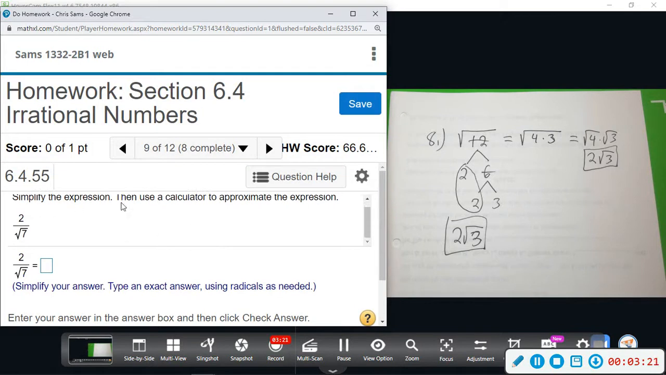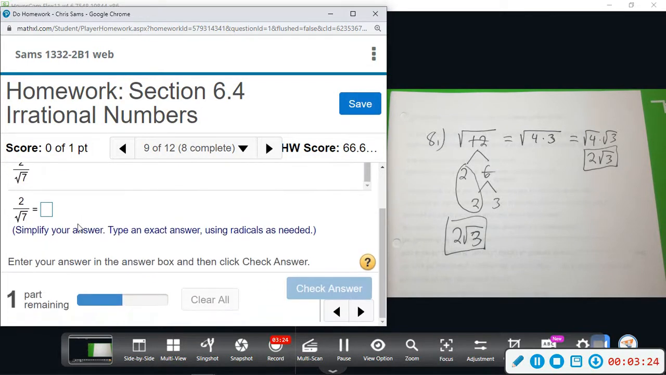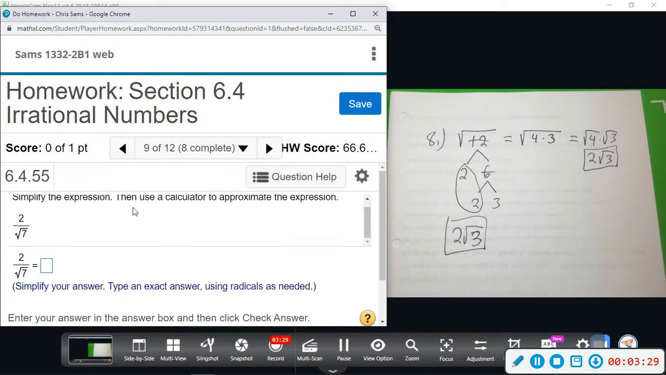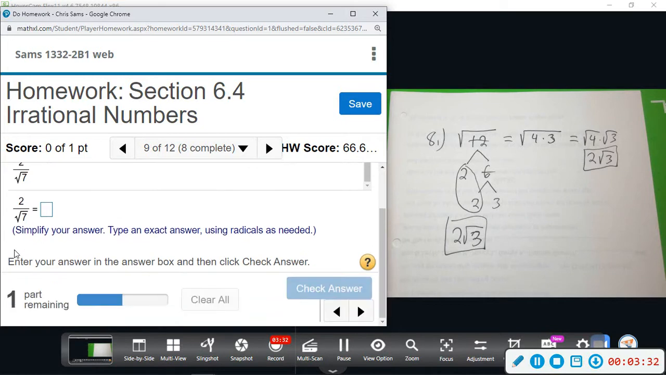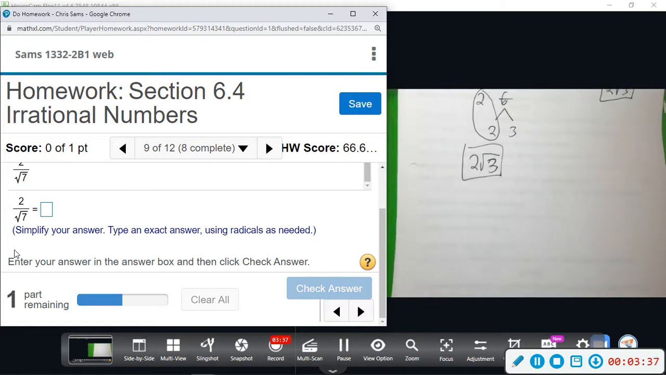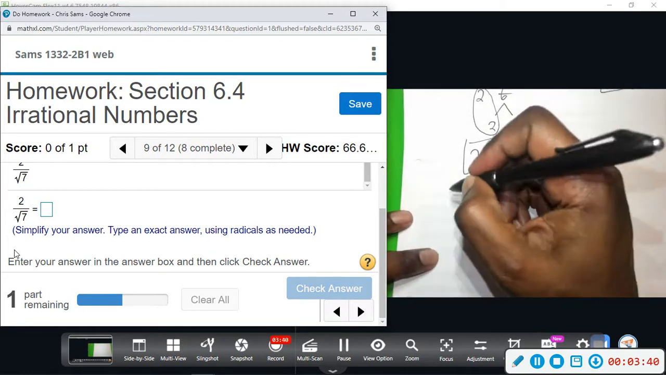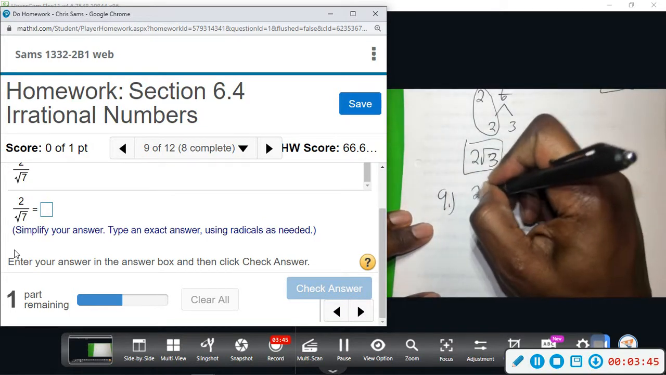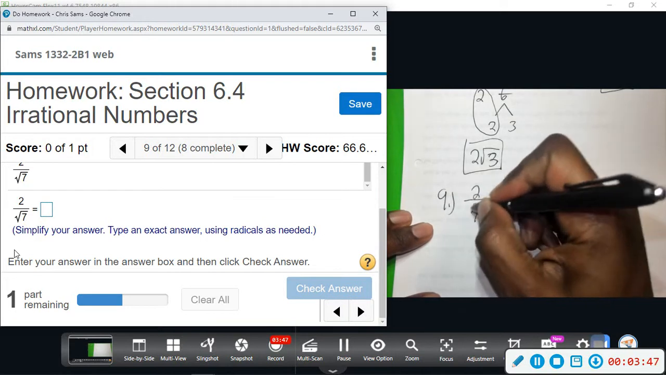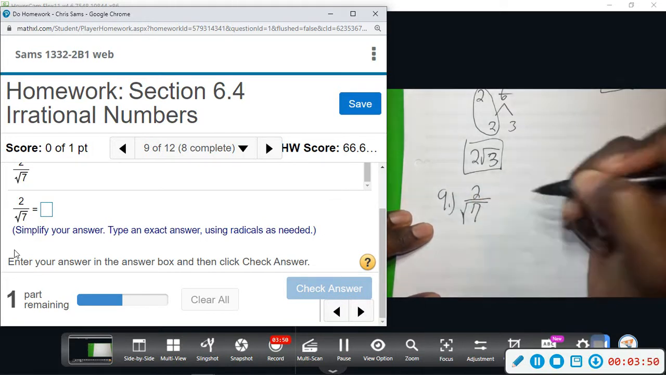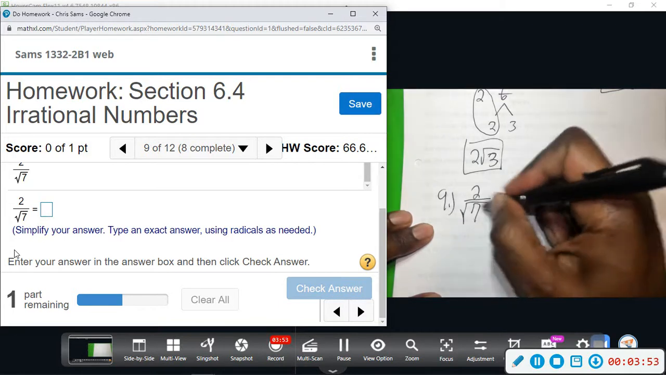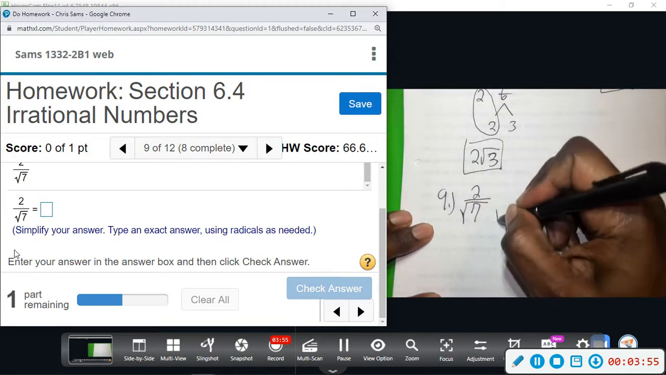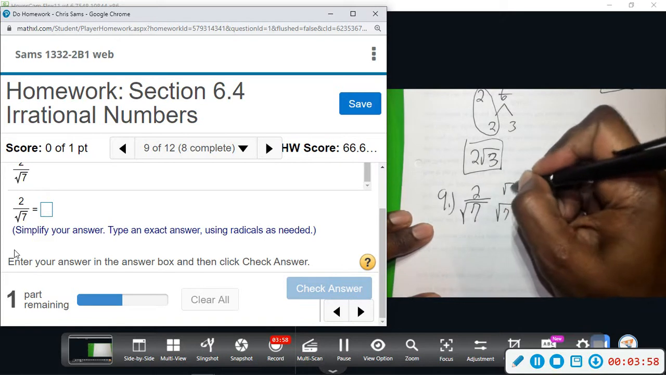Alright, number 9, we want to simplify the expression, then use a calculator. Simplifying this expression means we don't like to have a square root on the bottom. Anytime we're doing a problem, if we have a square root on the bottom, we don't like that. So we have to get rid of the square root from the bottom. The way you do it is by multiplying by itself. So we're going to multiply the square root of 7 on the top and the bottom.